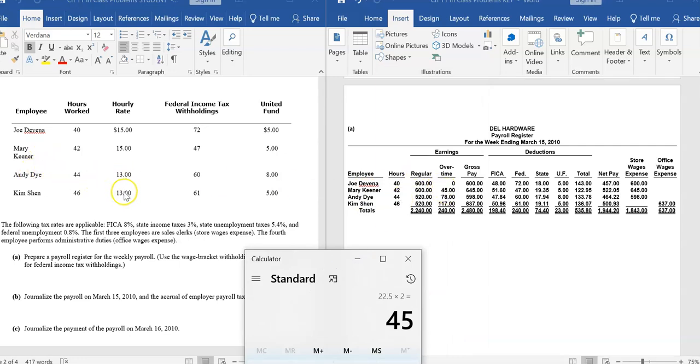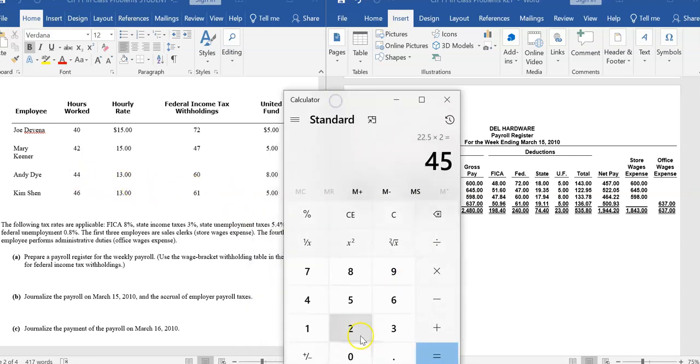For these 2 employees that had an hourly rate of $13 per hour, they both had a full 40 hours of regular pay. 40 hours times 13 means their regular pay is $520. And then their hourly rate for overtime will be the $13 regular rate times 1.5. So their overtime rate will be $19.50.